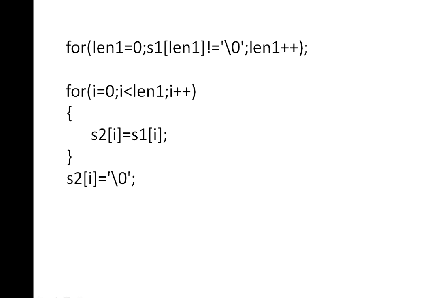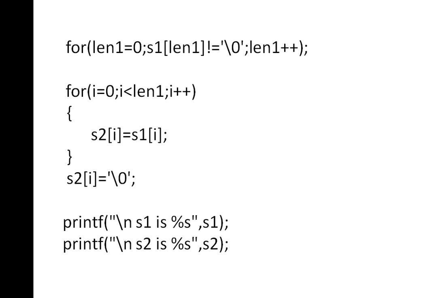So why do we need to append slash 0 here? Because normally, if I'm storing the input within double quotes as it is, slash 0 will be automatically appended. If we are using the character by character concept, at the end you should append slash 0. So here i runs from 0 to len1 minus 1. When it reaches len1, it will come outside the loop. So len1 is equal to i, right? The length is equal to i. So finally s2 of i we give slash 0. Now we have copied s1 into s2. If you print both s1 and s2, you will have the same content.